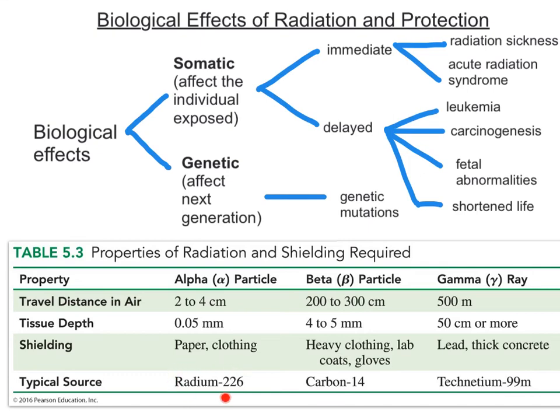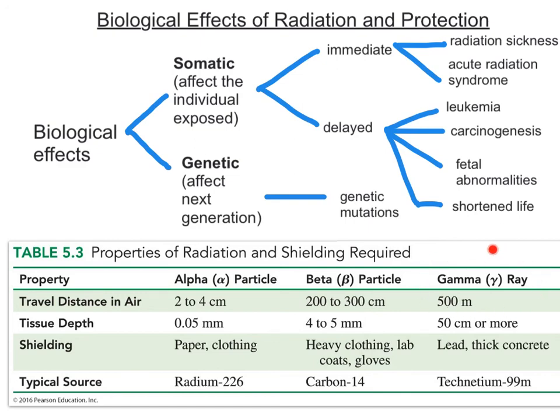Typically, radium-226 emits alpha radiation. Beta particles have a very small mass, therefore can travel much faster and farther than alpha particles. They can travel several meters in air and a couple of millimeters into the body. Heavy clothing like thick lab coats and gloves can protect against beta radiation. Carbon-14 is a source of beta particles.